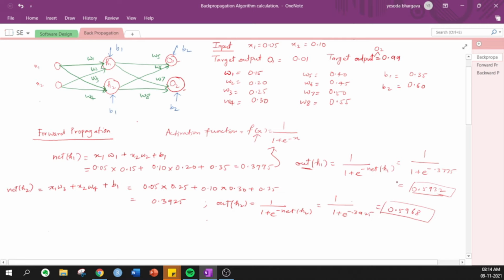These are the two important values in the first iteration of the neural network. This is output of H1, this is output of H2. When we look at the weights W5, W6, W7, W8, these will be multiplied by the output of H1 and output of H2, not net H1.